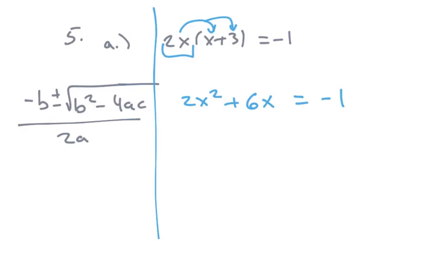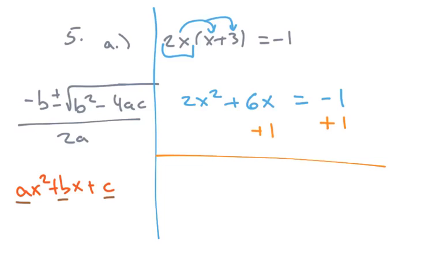The reason why I'm distributing is that you need to put it into ax squared plus bx plus c. So these values of a, b, and c are the coefficients or the constant when you put it in this format of ax squared plus bx plus c. So that's what we need to do. So I'm going to add 1 to the other side so that it fits that format. And when I say it's equal to this, I mean the whole thing is equal to 0. Okay, so I get 2x squared plus 6x plus 1 equals 0.